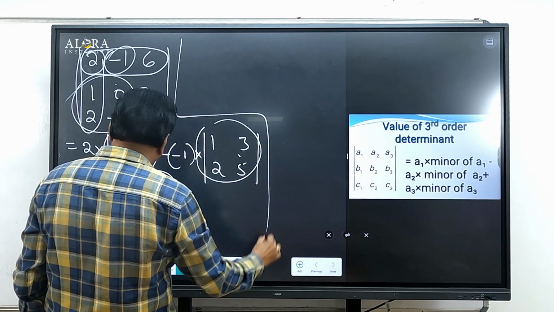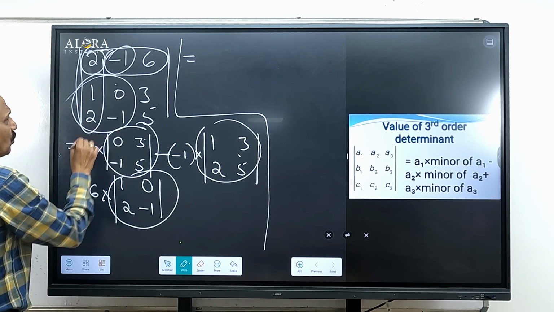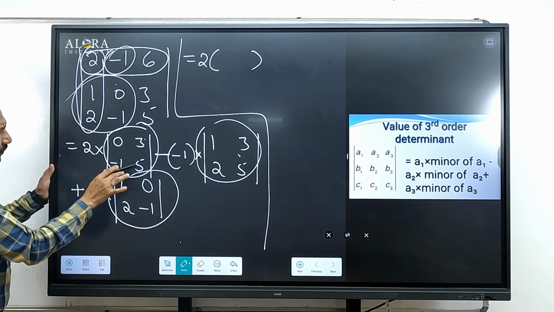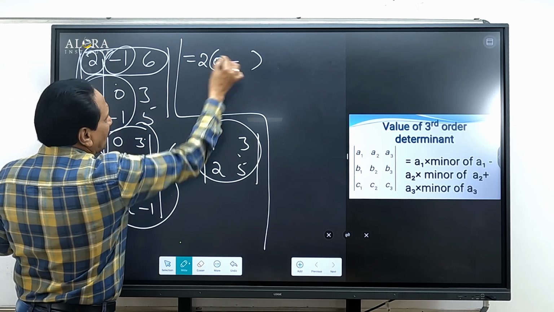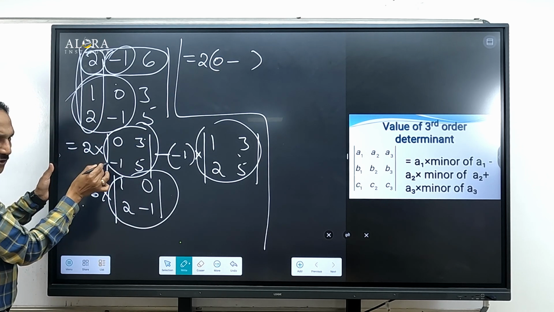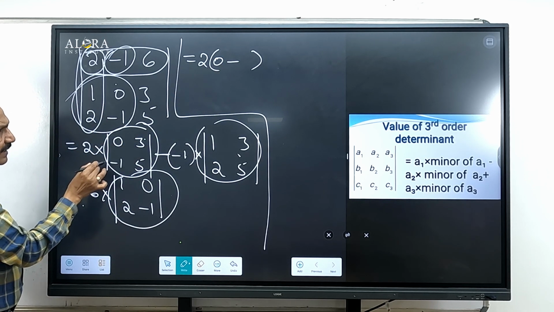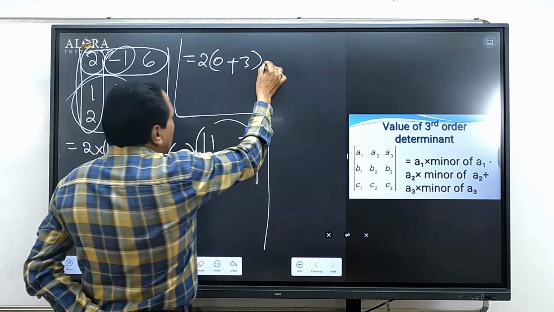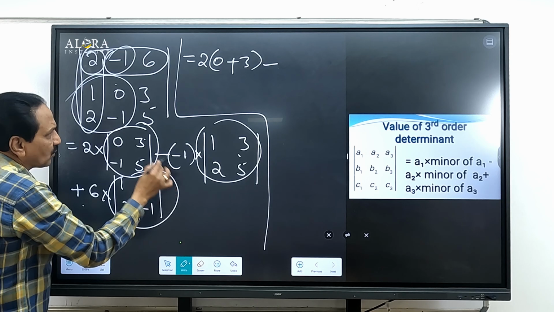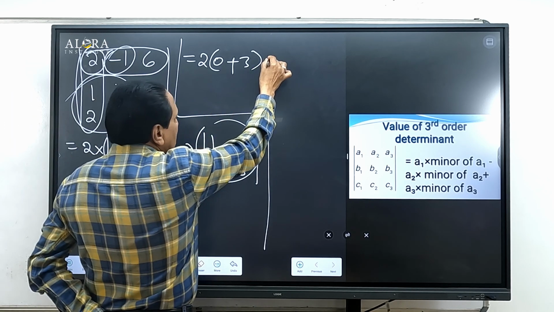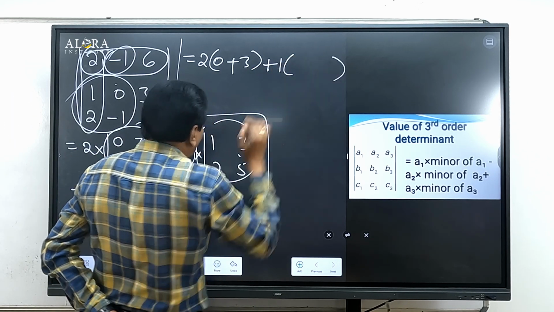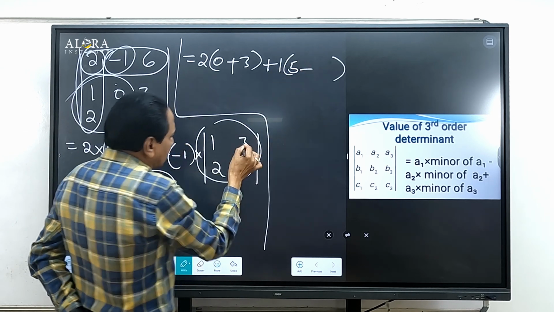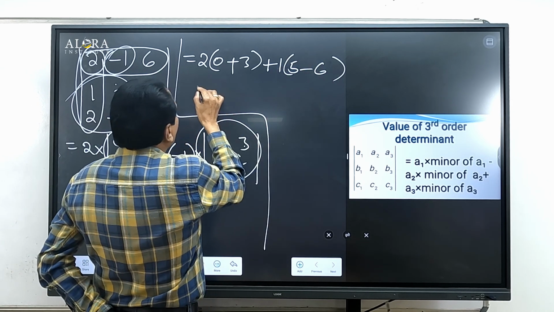I'll just continue here. So this is equal to 2 into expansion of the second order. 0 into 5, 0. Minus, formula minus. And second element into diagonally opposite. Again another minus is there. Minus of minus plus. So 3 into 1, 3. This is the first term. Minus, minus 1. Minus of minus plus 1. So plus 1 into. What is the minor here? First element into its opposite. 1 into 5, 5. Minus 3 into 2, 6.